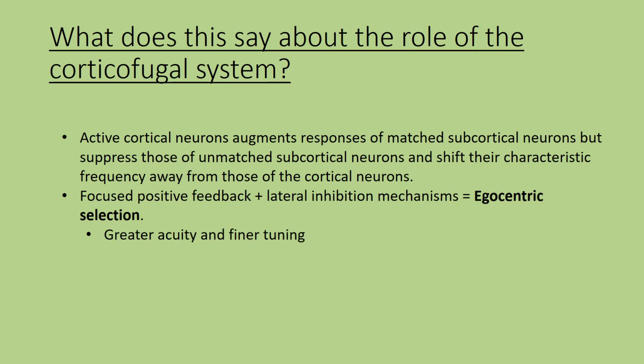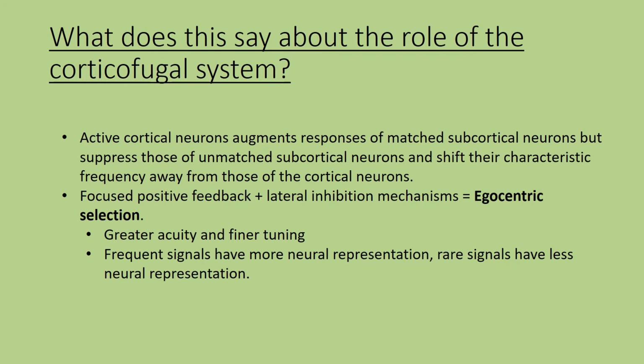First of all, greater acuity and finer tuning, and furthermore, egocentric selection is a fundamental function in the auditory cortex and is involved in echo delay processing. When an identical signal is received repeatedly, egocentric selection will increase the neural representation of this frequency occurring in the colliculus, the thalamus, and ultimately in the cortex. Neural representation is decreased if a signal is received rarely.